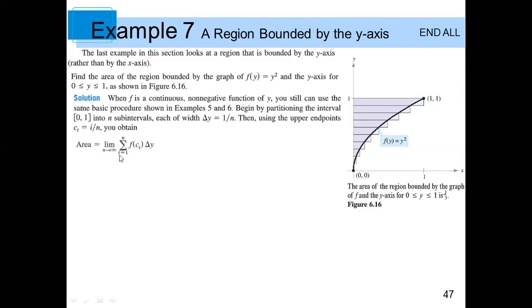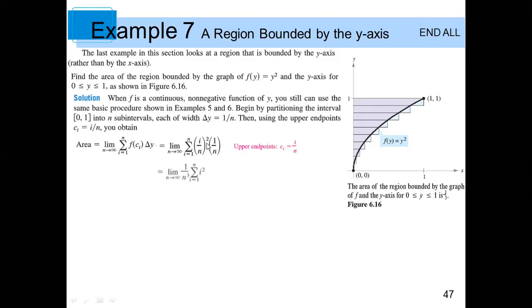Then you just do the summation formula of f of y times delta y. Pretty much is all we're doing. f of y would give me like the length kind of, but it's really the height of the rectangle. Delta y is the thickness. So substitute in what you know. The function is y squared. The c_i value is i over n. So it's going to be i over n squared times delta y, which we found to be 1 over n.